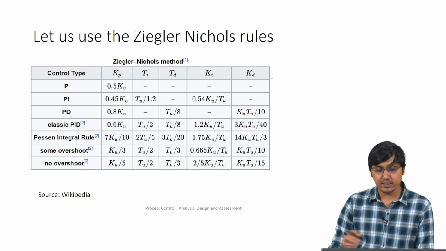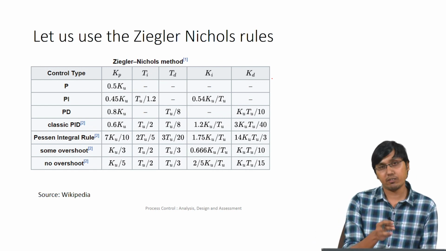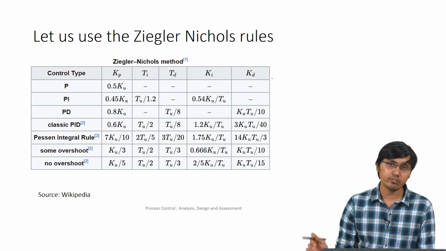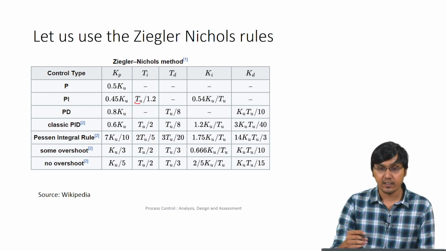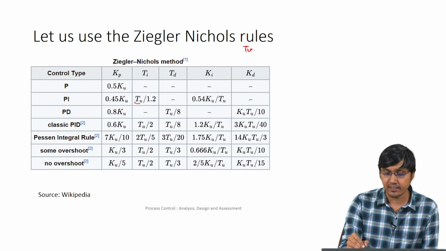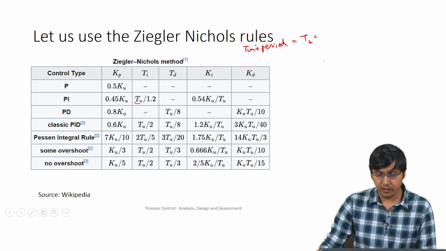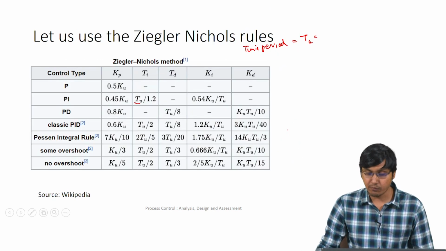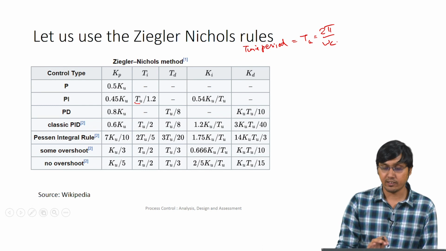And then the Ziegler-Nichols method, there's a table. From Wikipedia I have taken this table. Basically what you do, once you find the ultimate gain, that is Ku, and Tu, nothing but the period of oscillations, the time period, which is what we derived in the previous slide: 2 pi by omega c. So, we have calculated the Tu value.